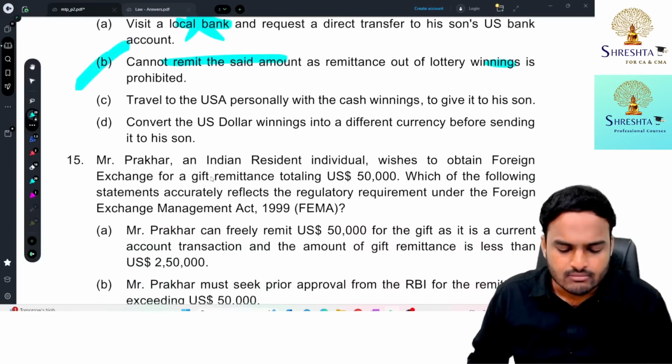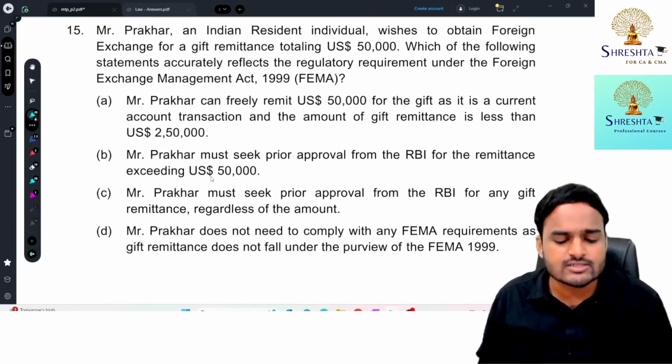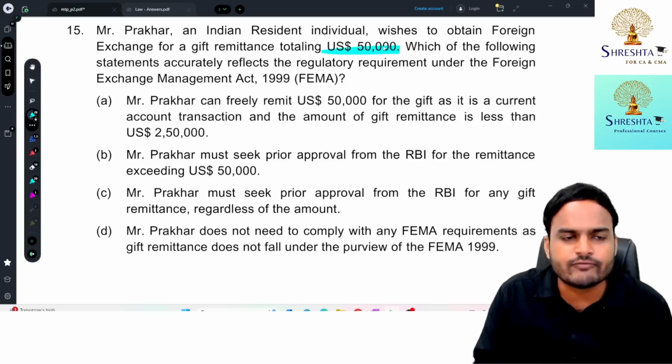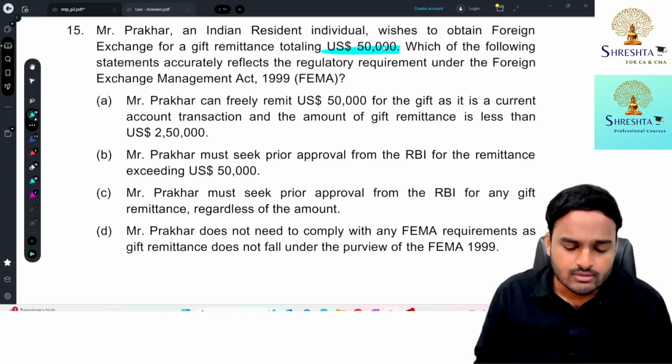Next. Mr. Prakar, an Indian resident individual, wishes to obtain foreign exchange for a gift remittance totaling 50,000 USD. Which of the following statements accurately reflects the regulatory requirement under FEMA?